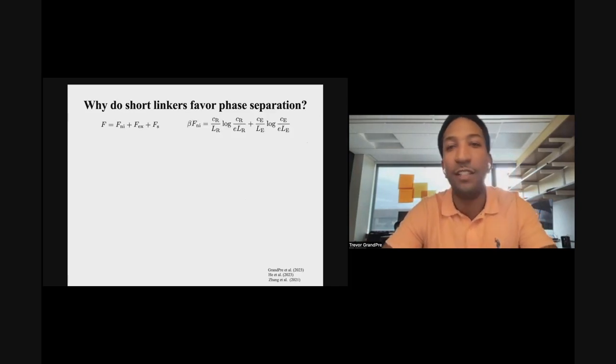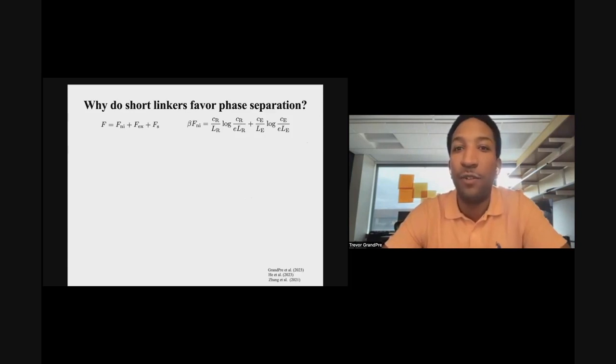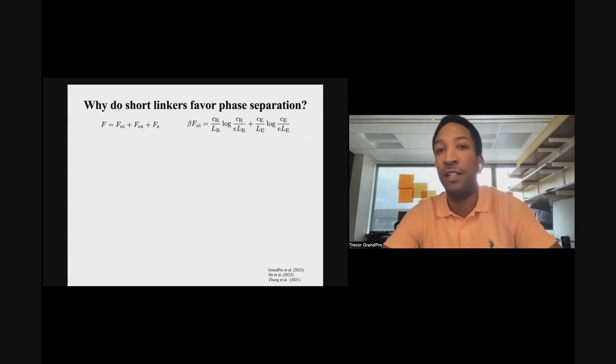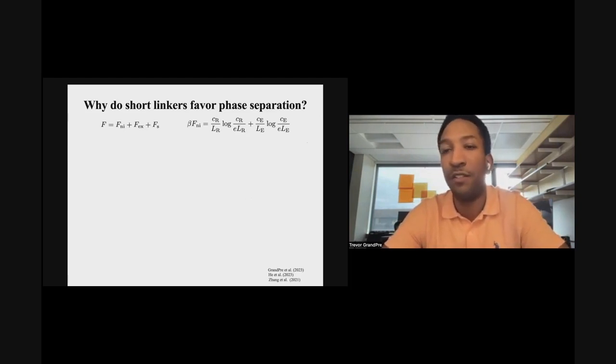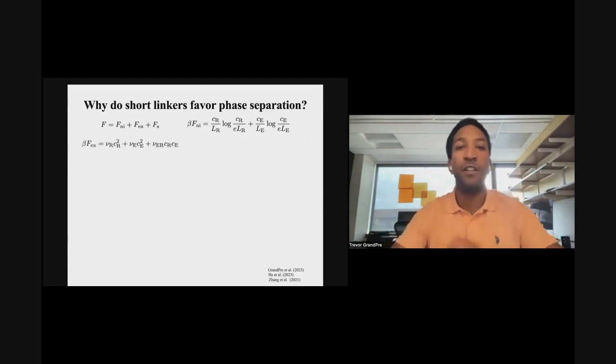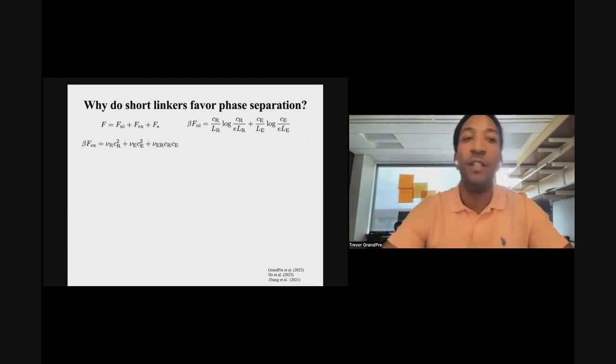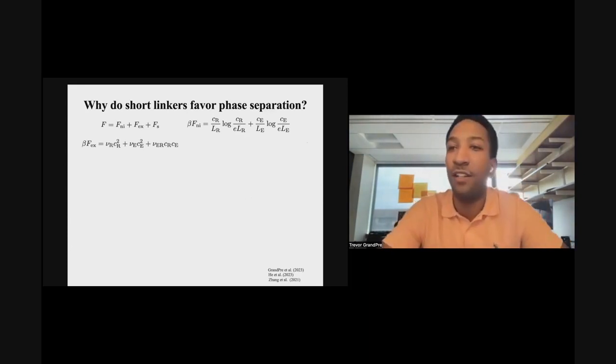Okay, at least that works. The non-interacting term is just the ideal contribution, or just the entropy of mixing, if that makes sense. And then the middle term is just the excluded volume. So here we're modeling it as hard spheres.